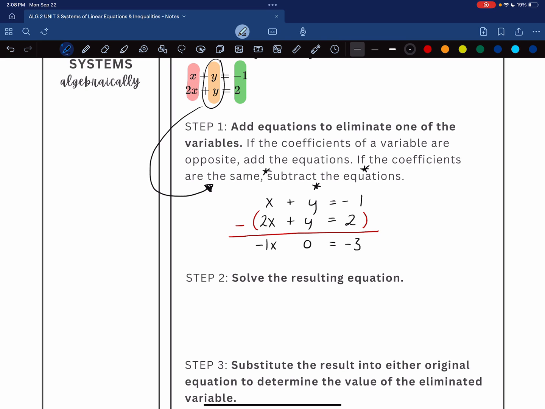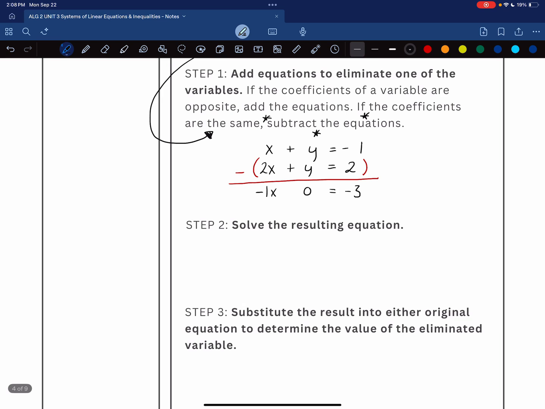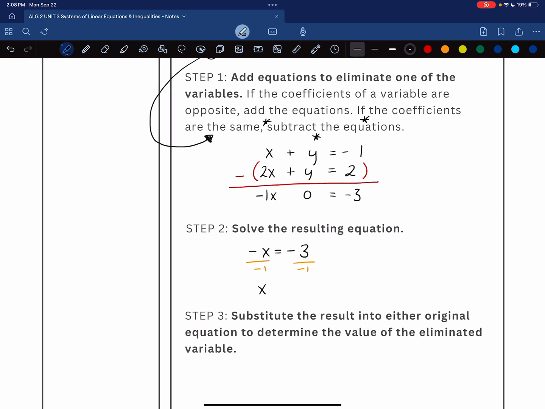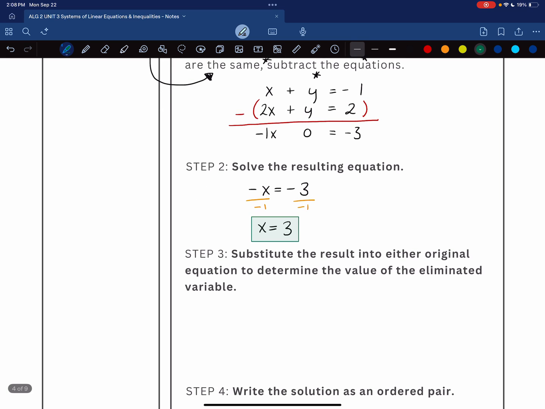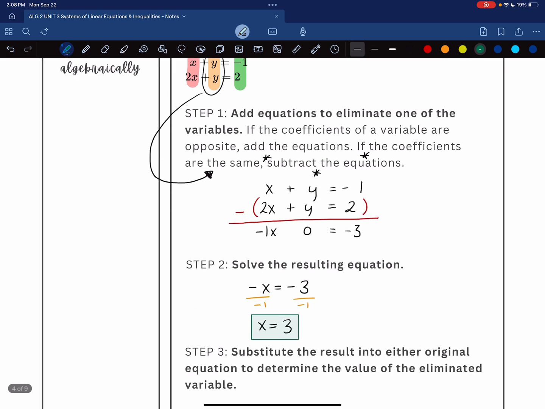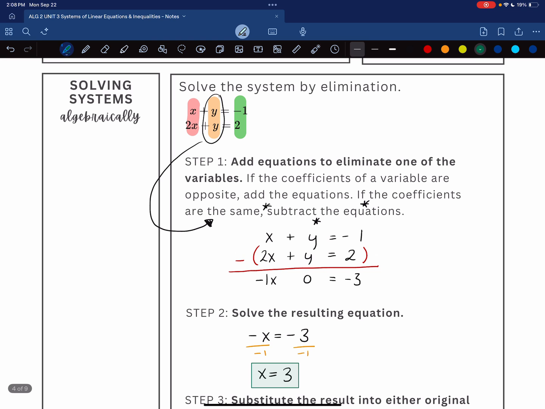Then we're going to take that equation and solve what we've got there. So we've got -x equals -3. In order to solve, what I'm going to need to do here is divide each side by -1. That's going to give me x equals +3. So that is my first value that I've found. I found the x value this time around. And we're going to substitute that into either of your original equations. I always try and choose the easier one.